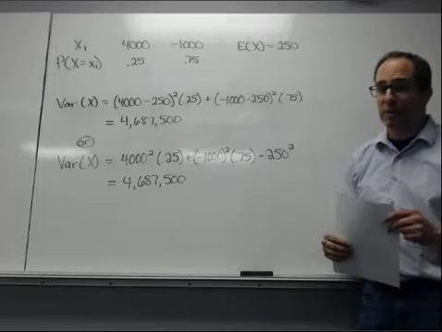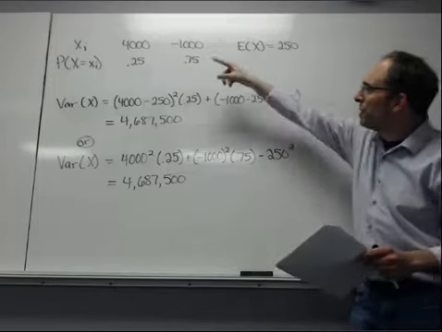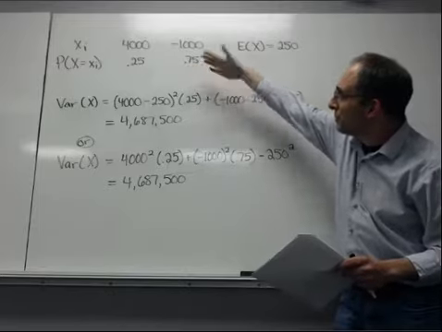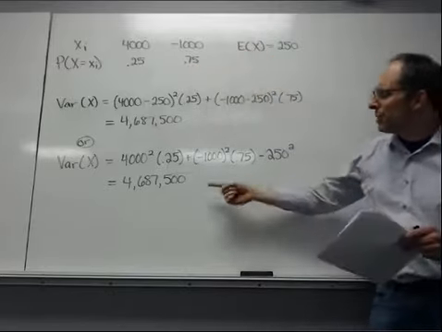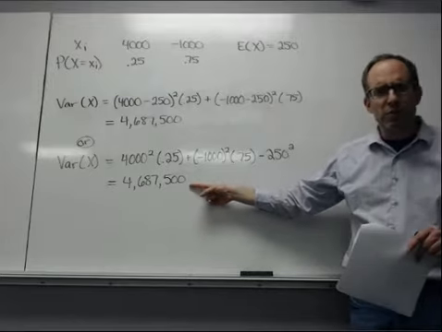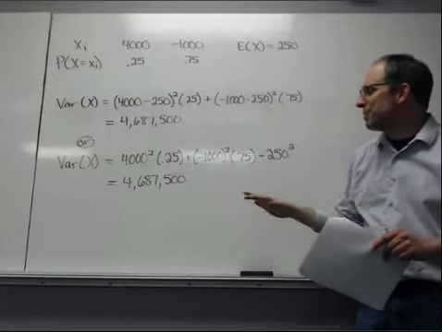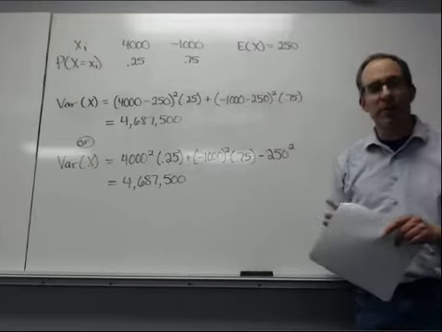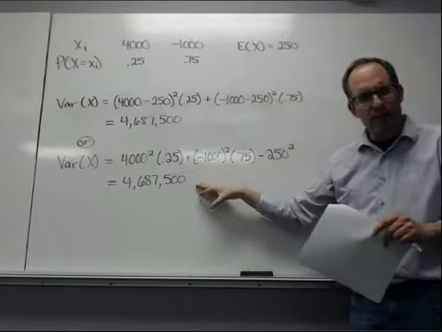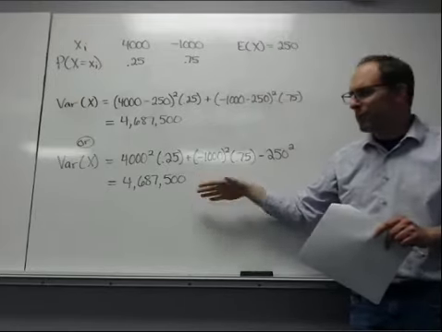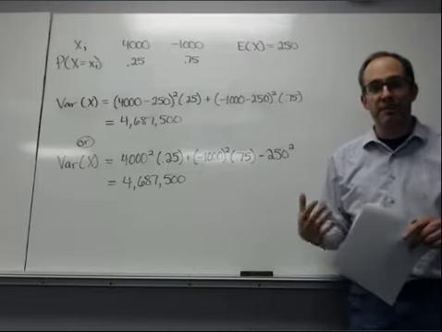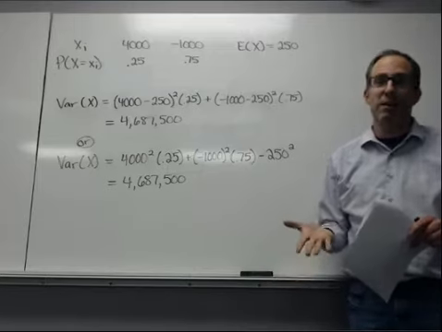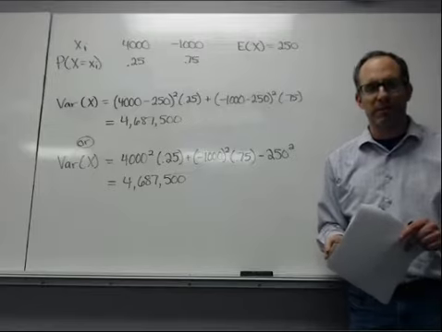And another way to look at this is you say, well, the possible values are plus 4,000 and negative 1,000. So this number seems huge. This number seems really, really big compared to those possible values up there. So it seems like this is kind of hard to interpret. But if you take the square root, you end up with a standard deviation, which will be in dollars, just like everything else. Then that becomes a little bit easier to handle.